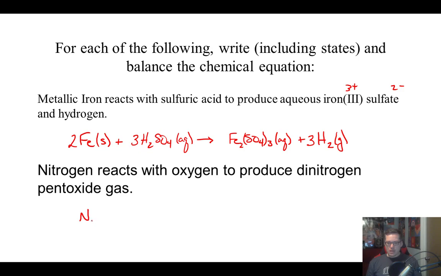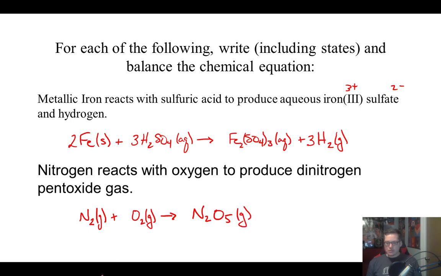So we got nitrogen gas. Nitrogen's diatomic, so we'll throw that 2 out there, gas, plus oxygen gas. Oxygen is also diatomic. Remember your Brinkelhoff rules. Produces dinitrogen pentaoxide. So that'd be N2 for the di, and then O5 for the pent. And then it says this is gas as well.